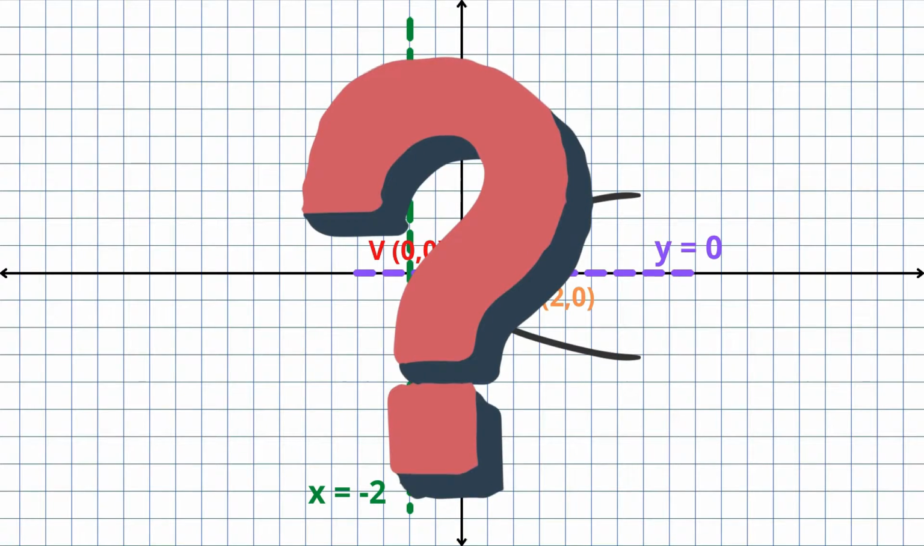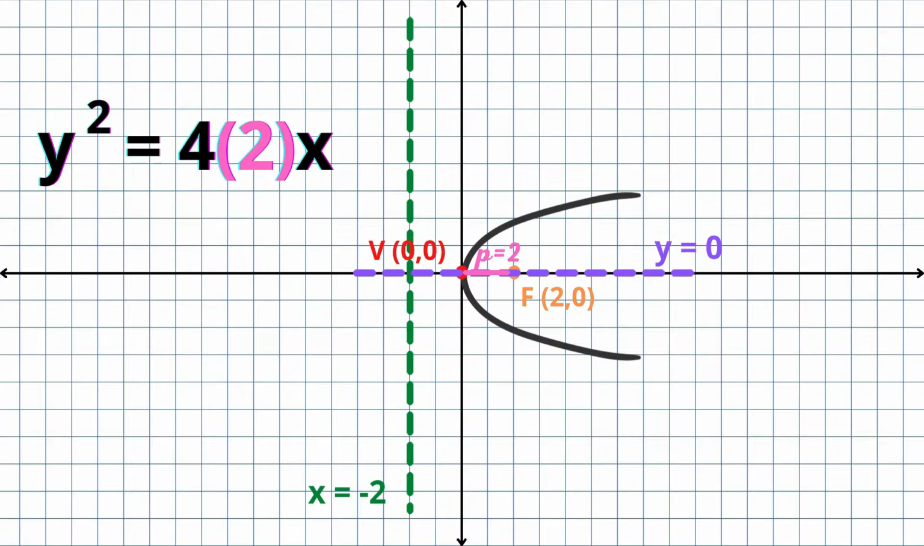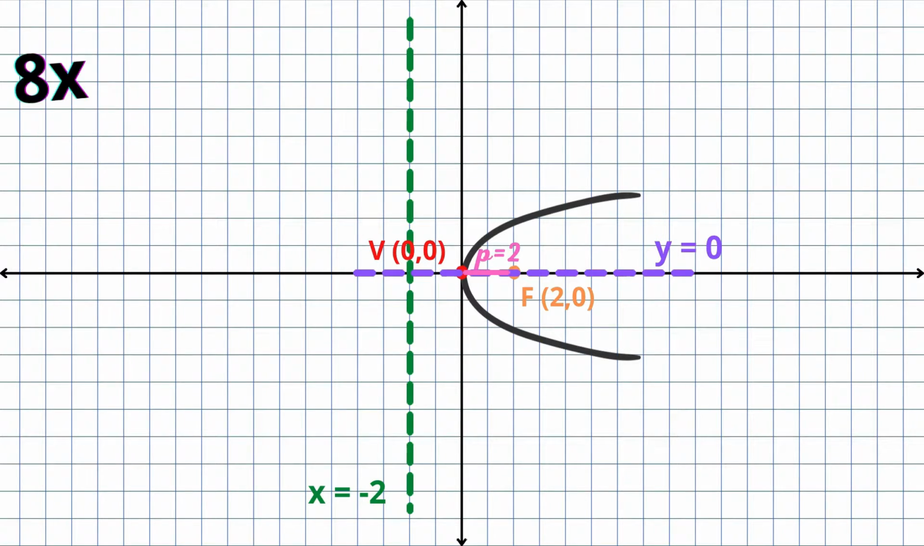What's the equation? Using the standard form of the equation of a horizontal parabola, that is y squared equals 4px, and the focal length p, which is 2, we can say that the equation of this parabola is y squared equals 8x.